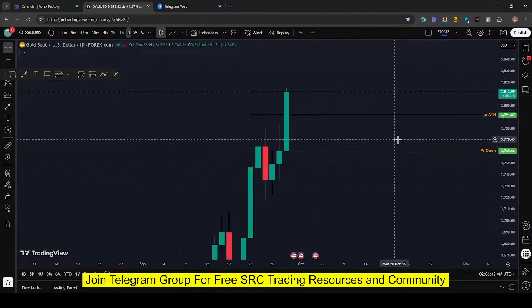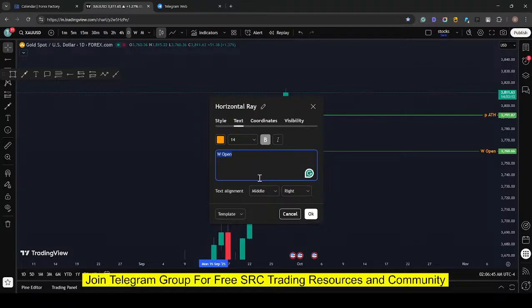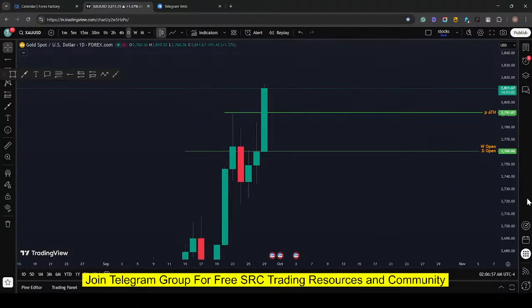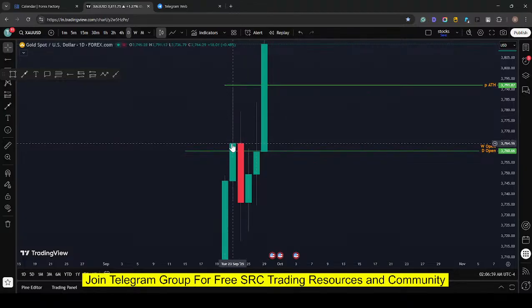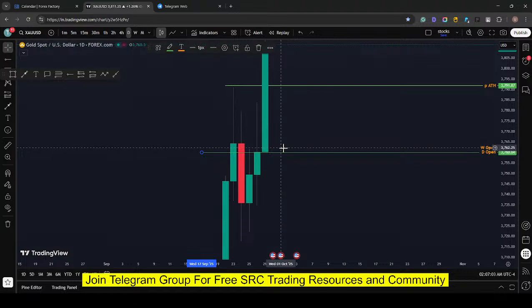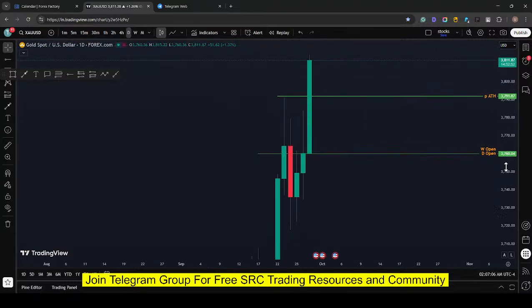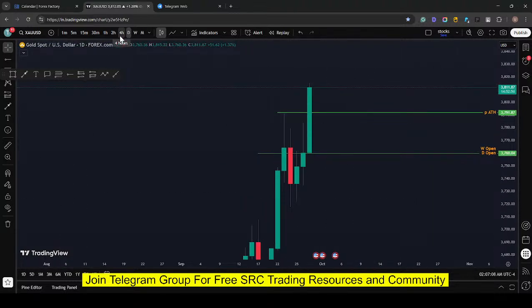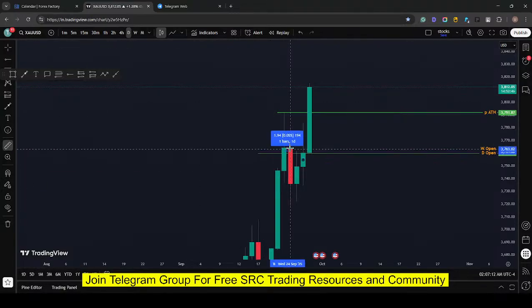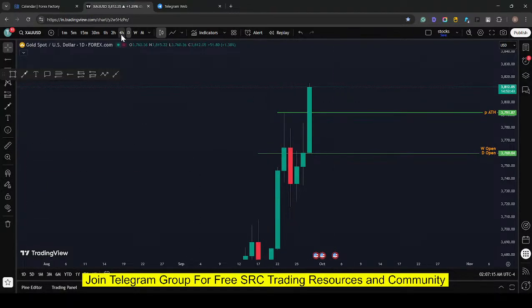So what is going on? Daily is clearly bullish. I'll mark it as daily open, right? This level is also a daily open. So yeah, there was an SR. We can adjust that or look at it on lower time frames. I'll not mark it because that is like 30 pips or something.